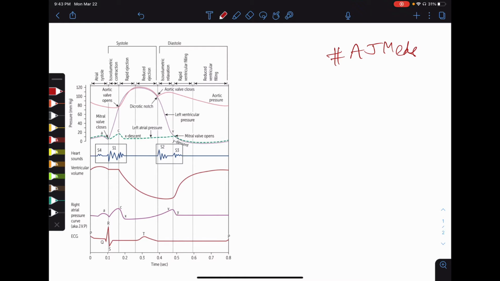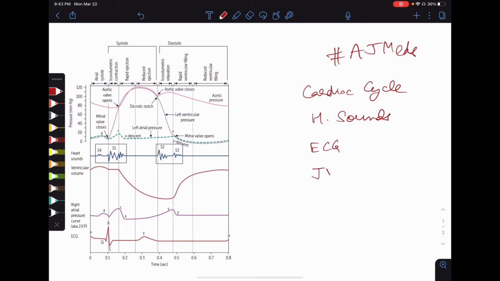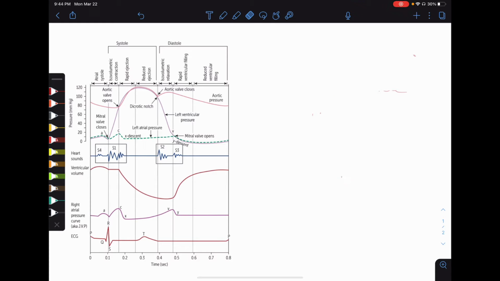Today I will help you in learning the integration of the cardiac cycle with the heart sounds, with the EKG changes and the JVP waveforms. So let's start with this.